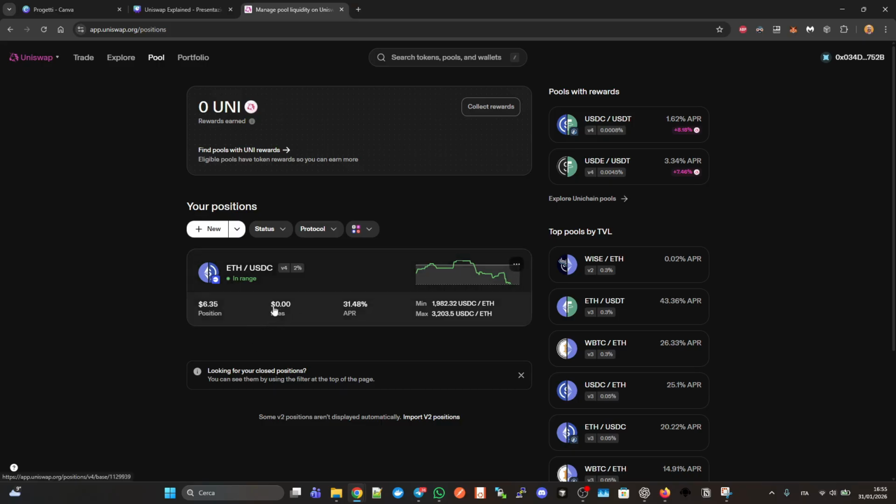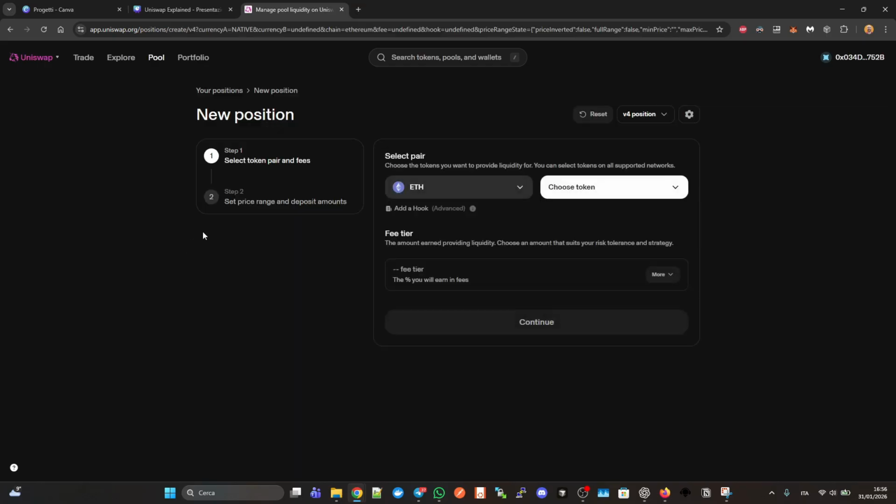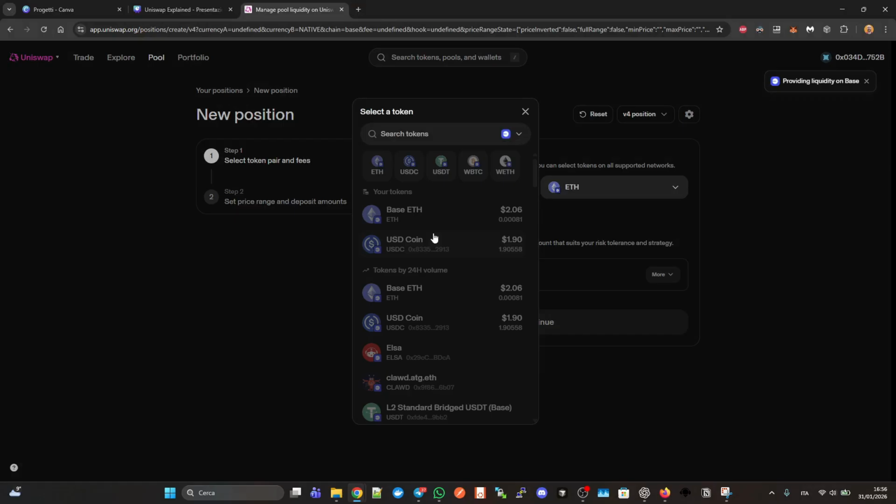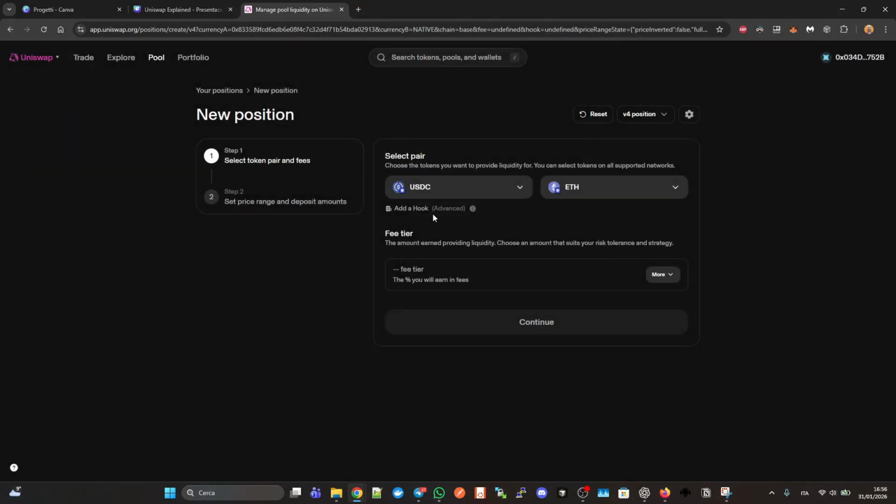Okay, so right now we have earned $0 of fee. Of course, this is the expected APR, and this is the price range. So if the price of Ethereum goes outside this price range, we won't earn any fee. Maybe we can also make a comparison with the Uniswap V3 pair.